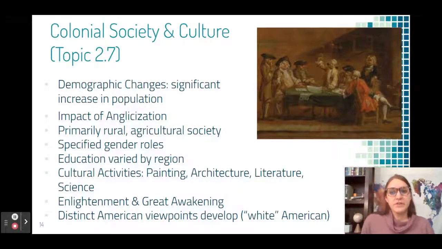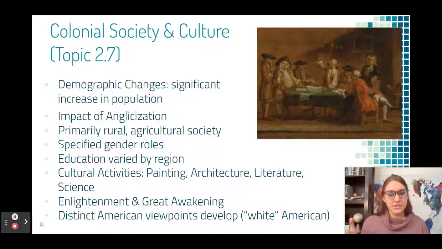All right, and then we have colonial society and culture. So there's a variety of things to understand here. One of the biggest terms is going to be Anglicization. This is the idea that North America was becoming more English. Through print culture and immigration, we see that the colonies are becoming more and more similar to the way life was in Britain.